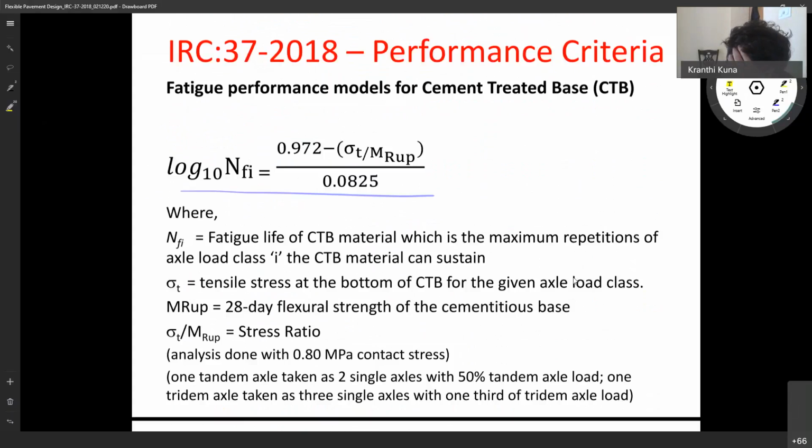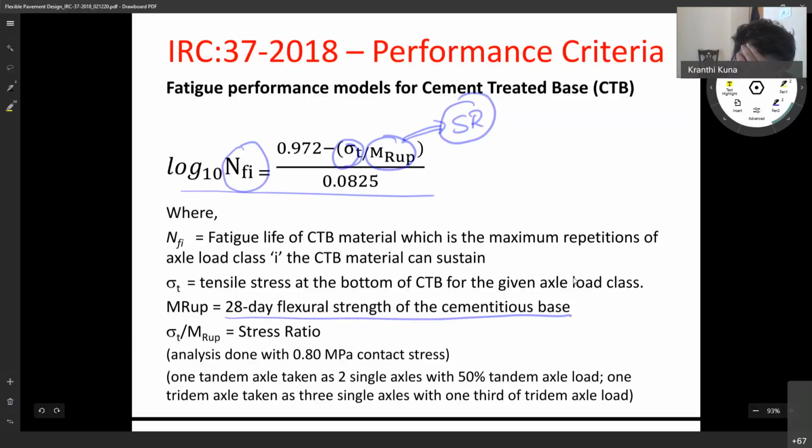Here we have NFI equal to a function of the tensile stress and the modulus of rupture, which is the 28 days flexural strength of the cementitious base. So basically this is what we call the stress ratio. You will determine the stress ratio, whatever the stress you are getting, and you input this and we calculate the NFI.